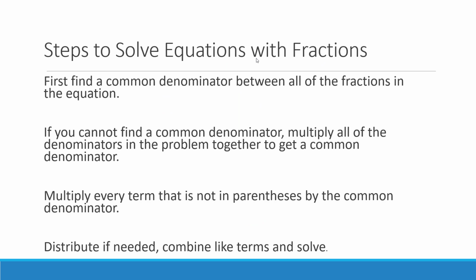Now, how do we deal with equations that have fractions, which of course is everybody's favorite friend in math? If you find a common denominator between the fractions first, you can multiply all the denominators together to get a common denominator if you need to, and then you can multiply every term that's not in parentheses by that common denominator to get rid of fractions.